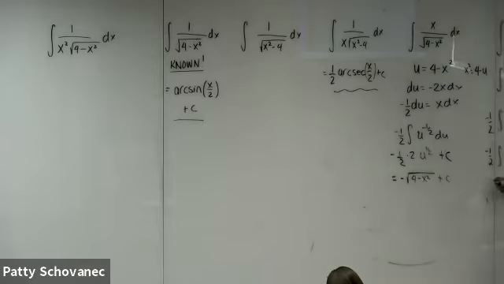Okay? And then the -1/2 is out here. This becomes u to the 1/2 times 2. And this becomes u to the 3/2 times 2/3. Blah, blah, blah. Put the u back in.